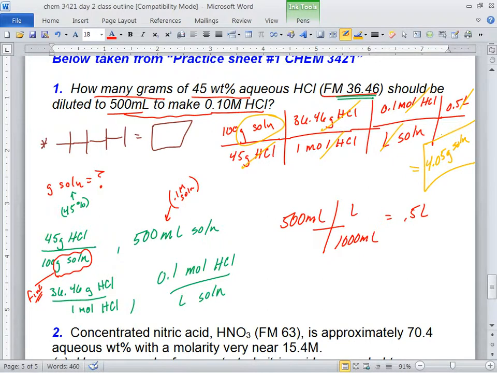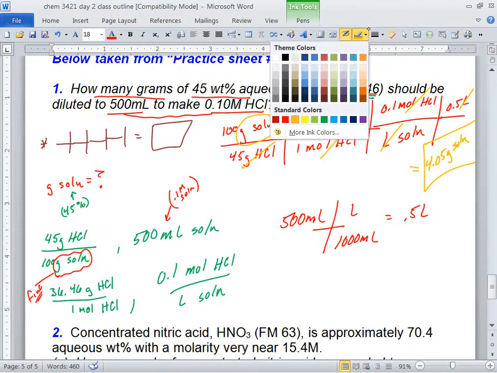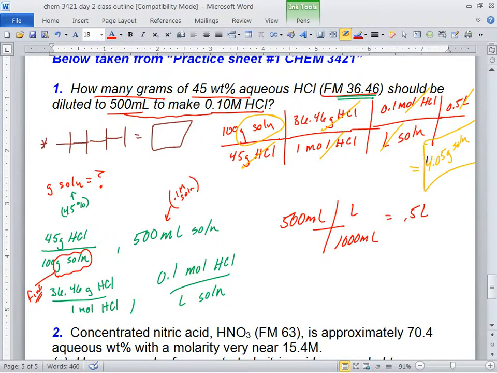So if you want to make 500 milliliters of 0.1 molar HCl, starting with the 45 weight percent stuff, well, you pretty much have to mass out. Man, can you even read that? That orange color is really hard to read. 4.05 grams. You need to mass out 4.05 grams of that 45 weight percent stuff. Dilute it to 500 mils and you'd have it.